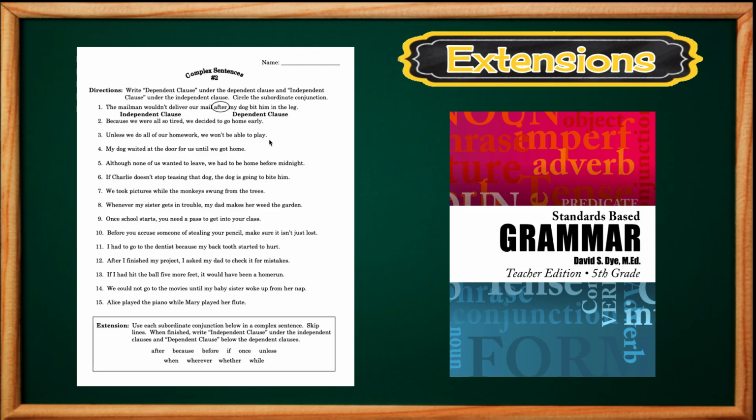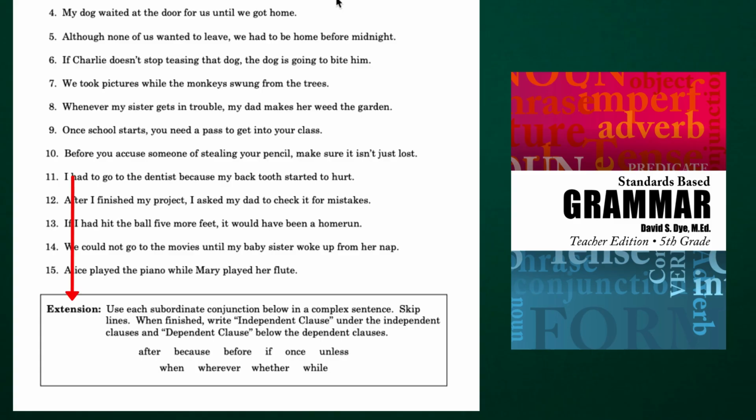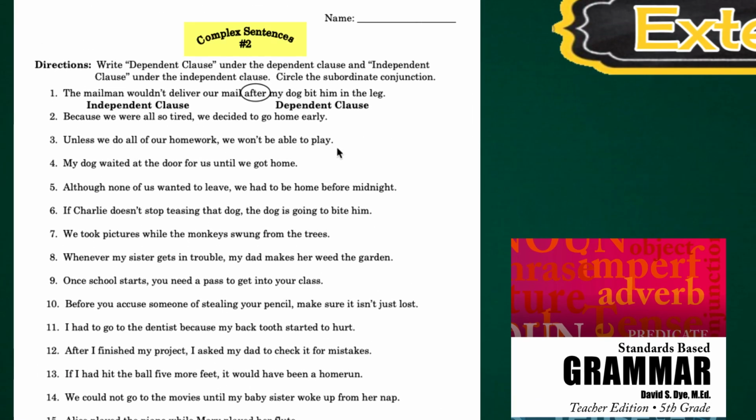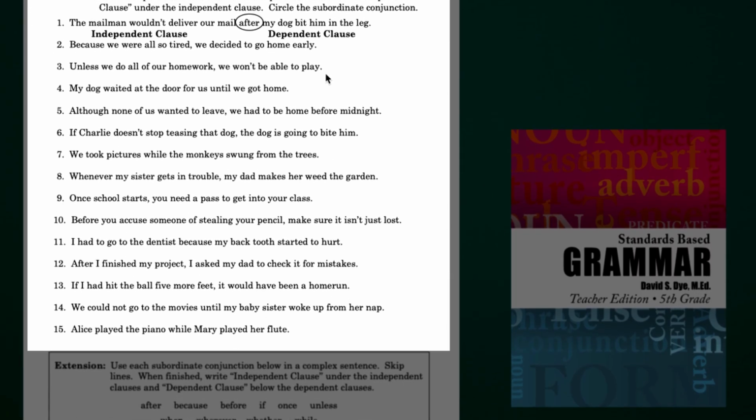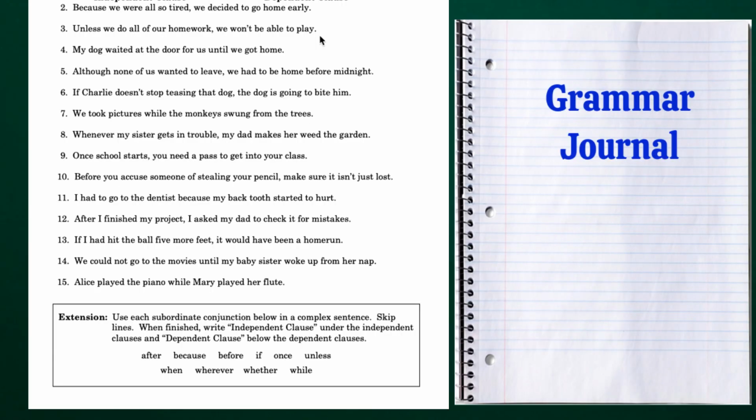After you teach the first worksheet of a standard, many of the follow-up worksheets will have extensions on them. The extension is a small writing assignment where the students are practicing their grammar skills within real writing situations. You can see here on complex sentences number 2, when the students finish the activity at the top, there's an extension down at the bottom. You can see in this 10-minute activity that the students are asked to use subordinate conjunctions to write complex sentences.